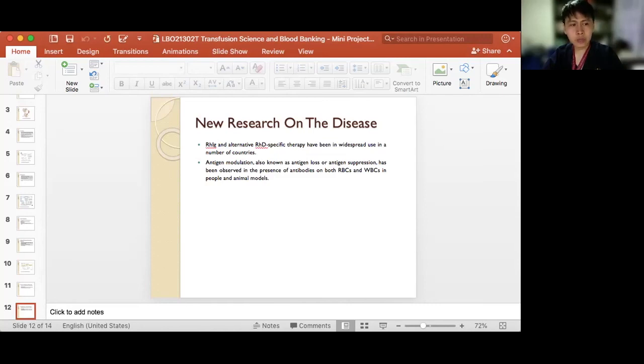On the other hand, antigen modulation, also known as antigen loss or antigen suppression, has been observed in the presence of antibodies on both RBCs and WBCs in people and animal models. At the moment, it is unknown whether RhD antigen modulation happens in the presence of rhesus immunoglobulin, and if so, whether it contributes to rhesus immunoglobulin immunoprophylactic actions. So both of these mechanisms are now being studied.